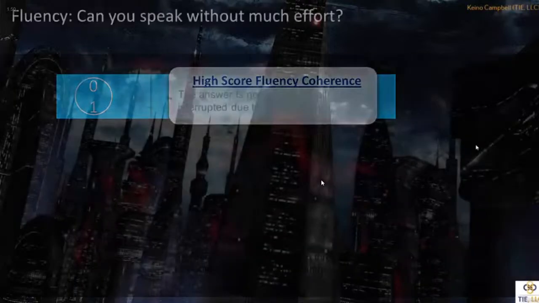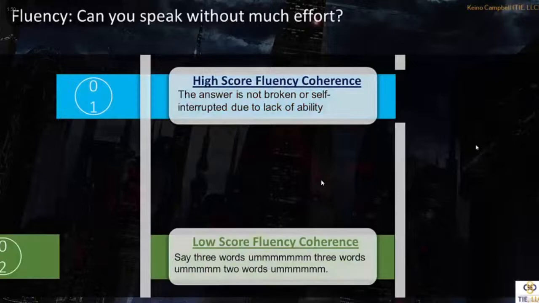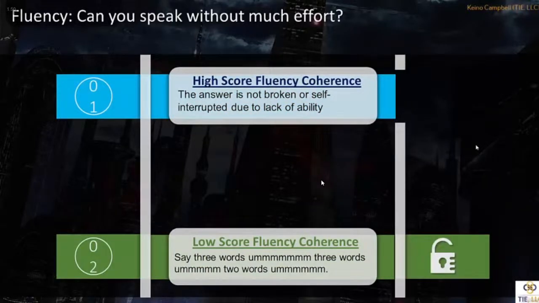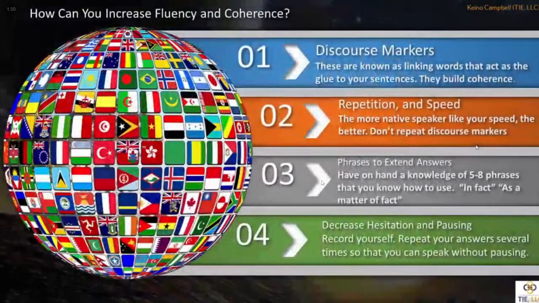Can you speak without much effort, right? What they mean by this in terms of a high score is, is your answer not broken or self-interrupted? Again, low score is all the ums and hesitations. So how can you increase your fluency and coherence? Number 1, use some great discourse markers. I'm going to talk about that a little bit later on. Of course, your repetition and speed.